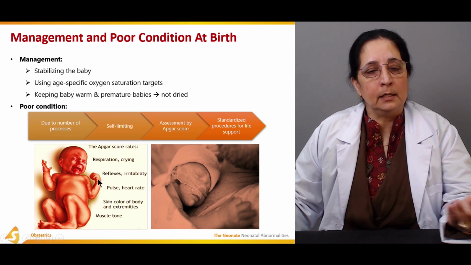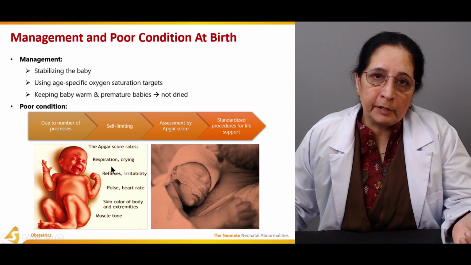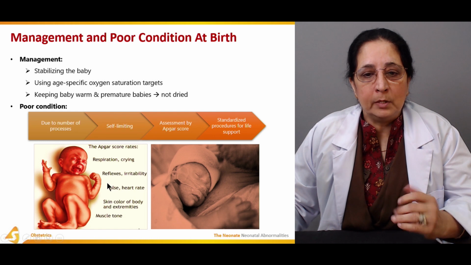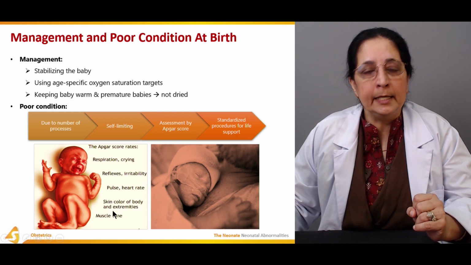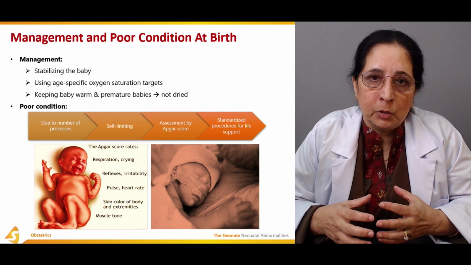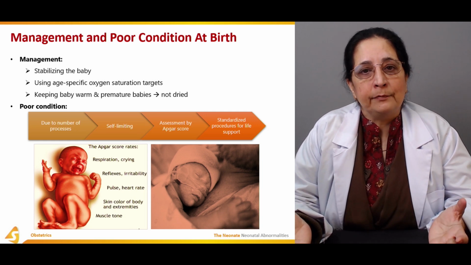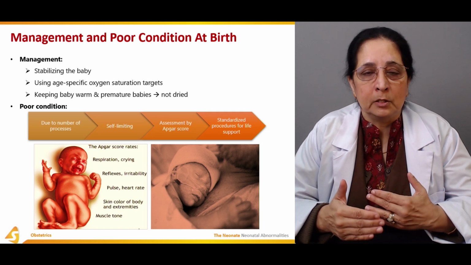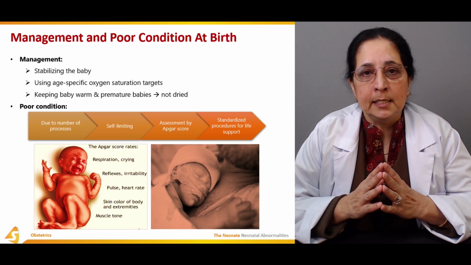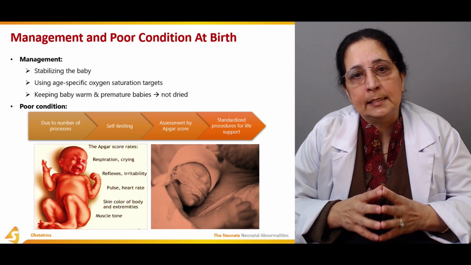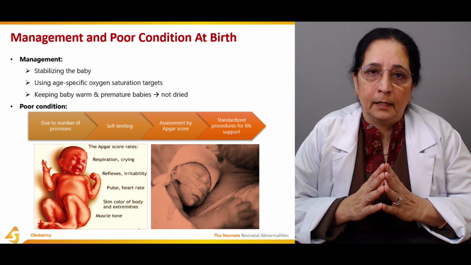The Apgar score is the assessment of the newborn baby depending on the respiratory rate, whether the baby cries or does not cry, the reflexes and irritability, pulse or heart rate, and skin color of the body and extremities. If it's blue and the baby is cyanosed, that's not good. Muscle tone is important: whether the muscles have some tone or the baby is flaccid. All these constitute the Apgar score. If the Apgar score is low, the baby needs special care and attention, needs NICU, which is the neonatal intensive care unit, and should be handled under specialized care.